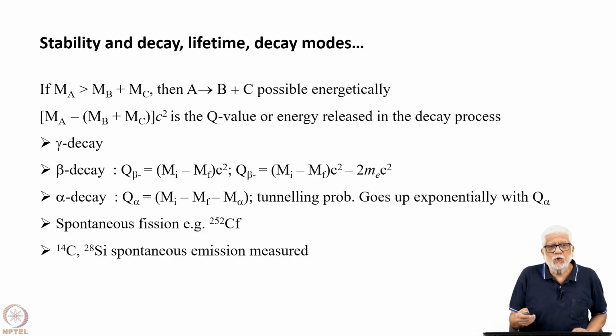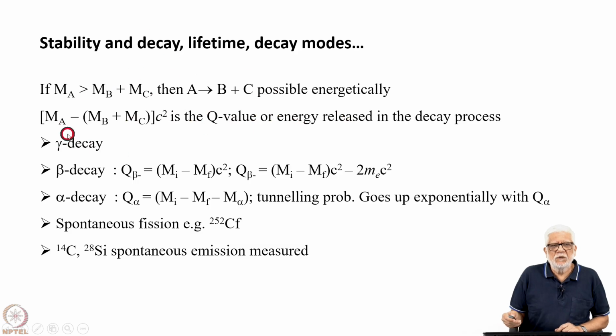Okay, the stability of a nucleus is of course decided as follows. One can decide whether or not A will be stable against decaying into B and C if this mass difference is positive. So, we call this energy difference, m_A c squared minus (m_B plus m_C) c squared, the Q value of the reaction. This is just jargon which is often used in nuclear physics. This is basically the energy released in a process A going to B plus C.